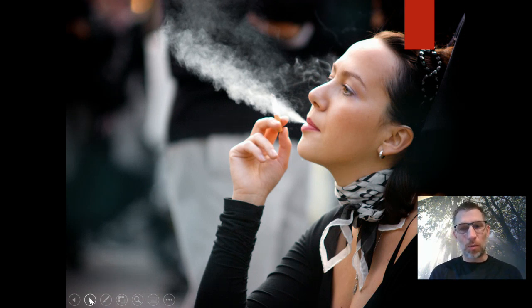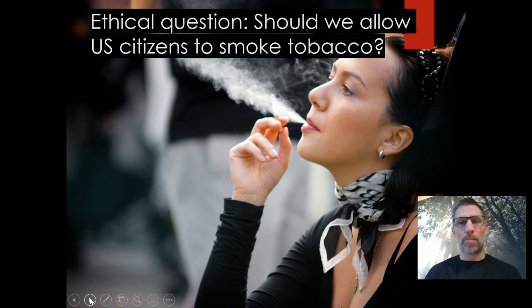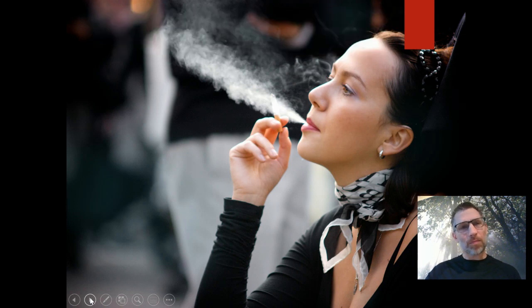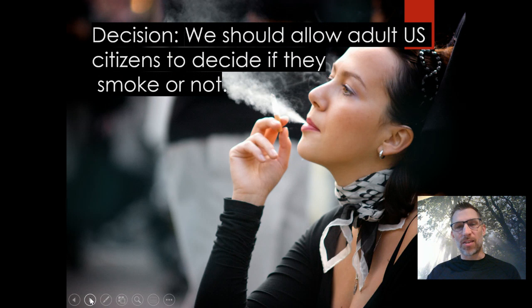We have this lady who clearly is smoking, and this brings us to the question we were looking at before: should we allow U.S. citizens to smoke tobacco? Should we do that? When we need to make a decision regarding that question, we can use the ethical principles to help our thinking about what decision we should make. And then once we make the decision, we have these ethical principles to explain why we made the decision that we did. Our government has made basically the decision that we should allow U.S. adult citizens to decide if they smoke or not.